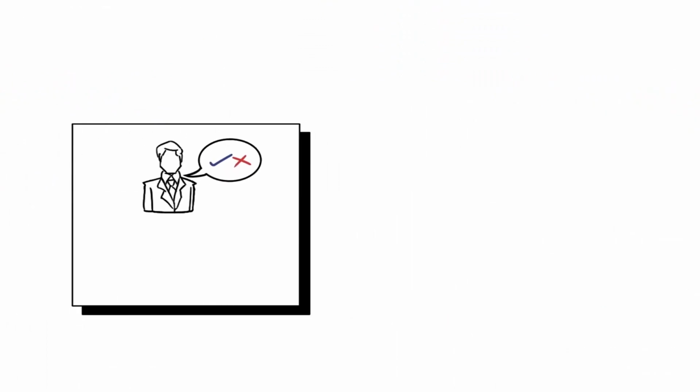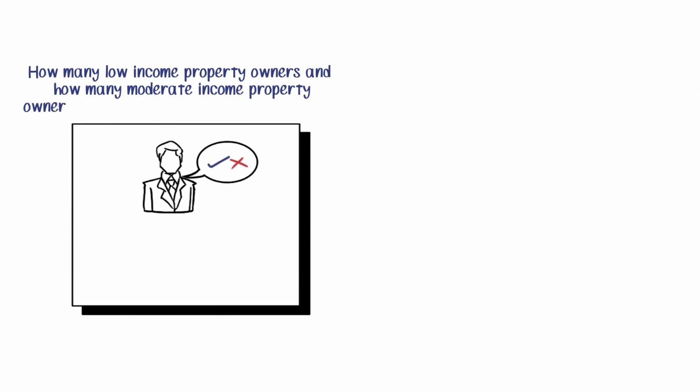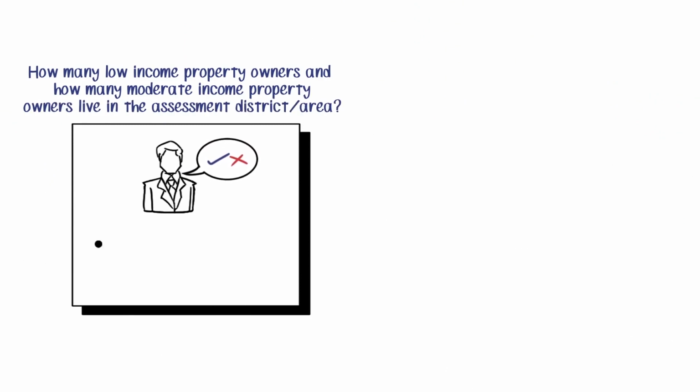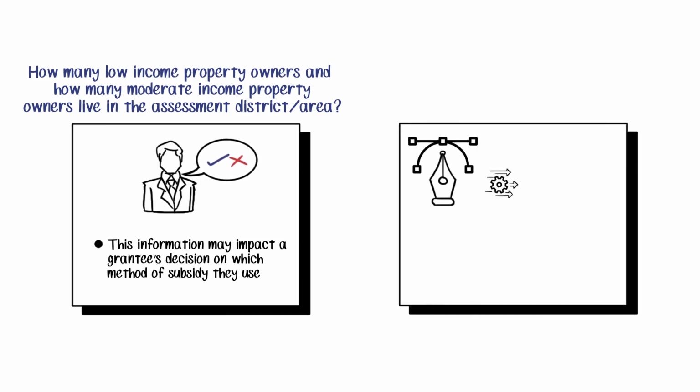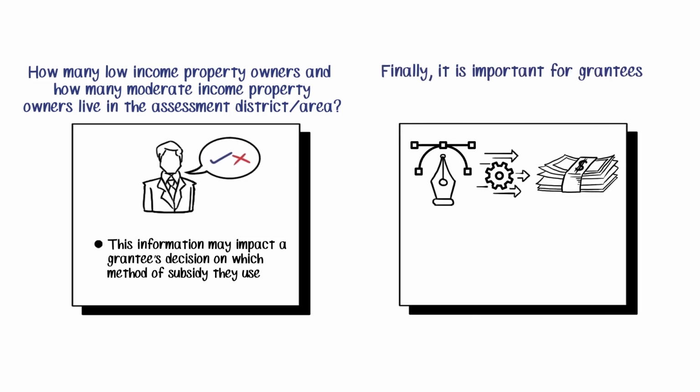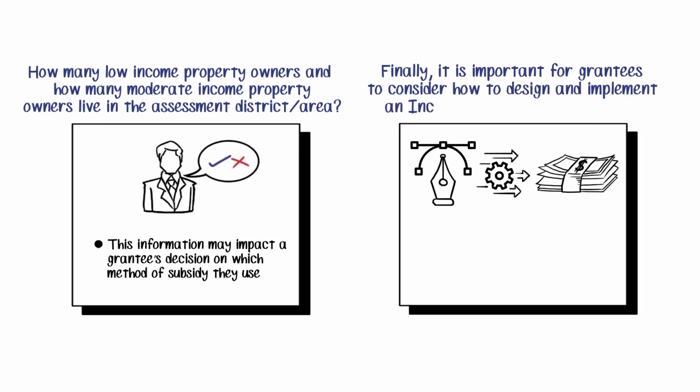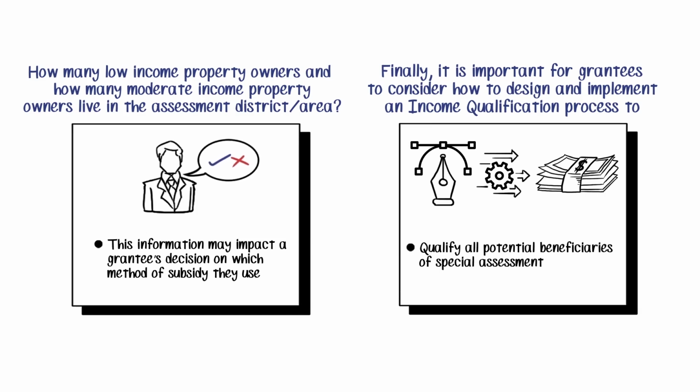Another administration issue to consider is how many low-income property owners and how many moderate-income property owners live in the assessment district or area. This information may impact a grantee's decision on which method of subsidy they use, such as paying for the project upfront using CDBG funds, or paying the individual low and moderate income property owners' assessments on the back end. Finally, it is important for grantees to consider how to design and implement an income qualification process to qualify all potential beneficiaries of special assessments in a designated low and moderate income area.